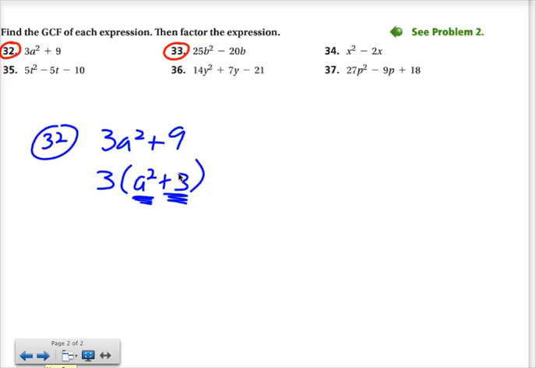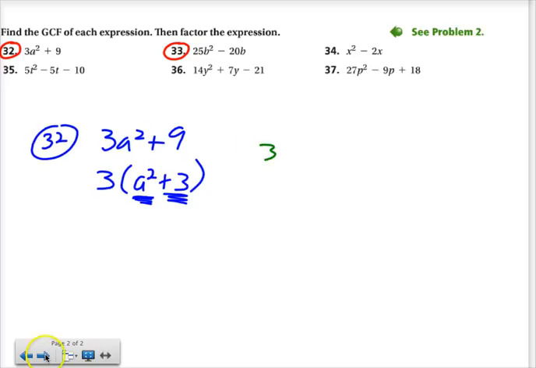And then I take a look at that a squared plus 3, and I realize even though it has a squared term, there isn't any factoring that I can do with that. The 3 is not a perfect square, and the plus in the middle takes it away from being a difference of two squares problem anyway.